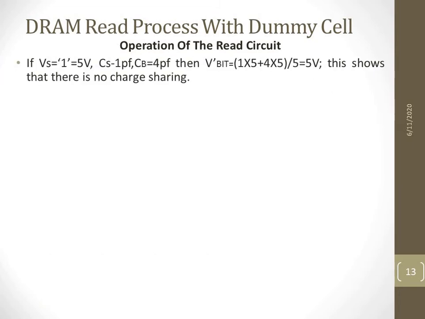Let's look into the example. If Vs is logic 1, that is 5, and the storage capacitor is 1 picofarad and the CB is 4 picofarad, then what is the voltage at the bit line? It is (1 into 5 plus 4 into 5) by 5, which results in 5 volts. So this shows that there is no charge.